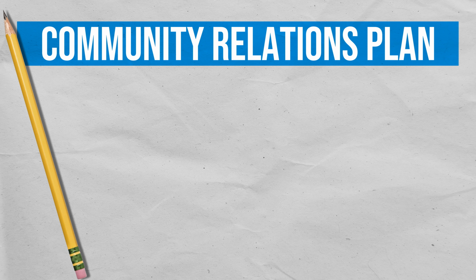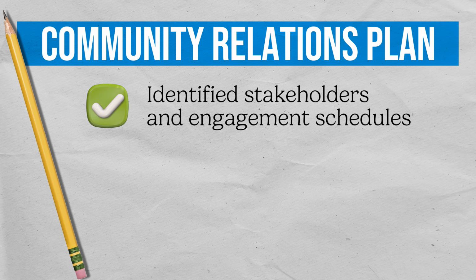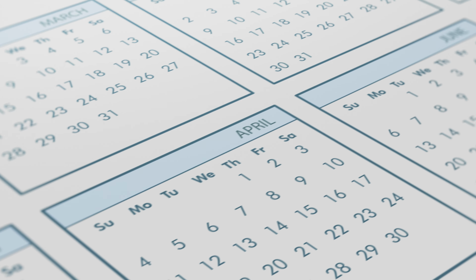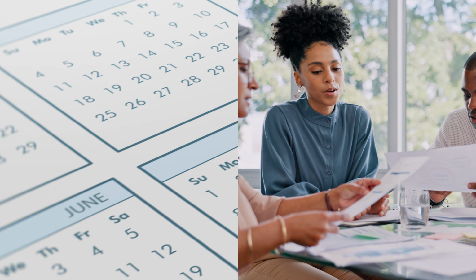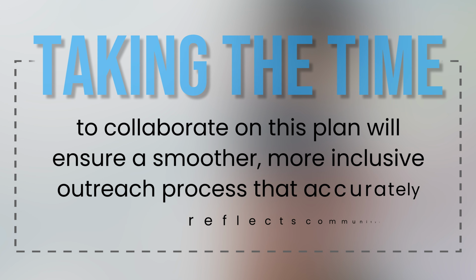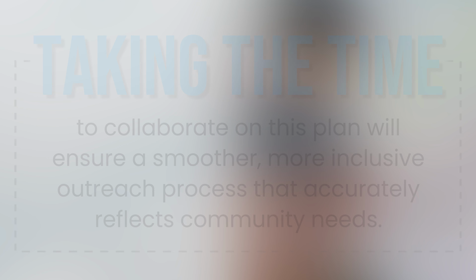One crucial part of this process is developing the community relations plan. This document outlines everything from identified stakeholders and engagement schedules to outreach methods and feedback channels. Drafting it can take several days and requires input from the whole project team, leaders, community engagement coordinators, and even the stakeholders themselves. Taking the time to collaborate on this plan will ensure a smoother, more inclusive outreach process that accurately reflects community needs.